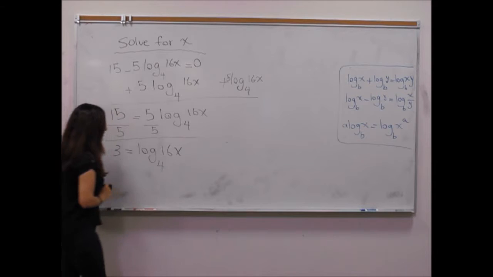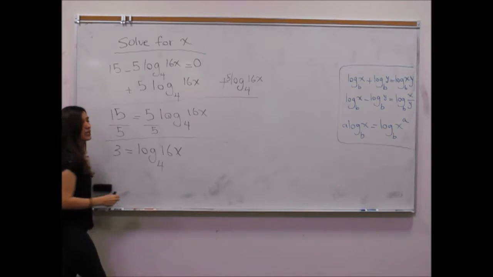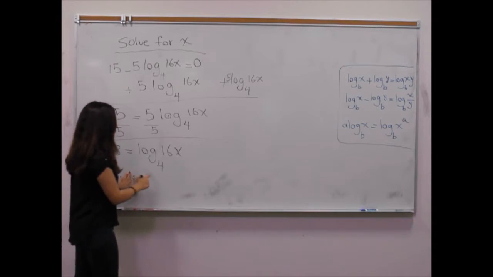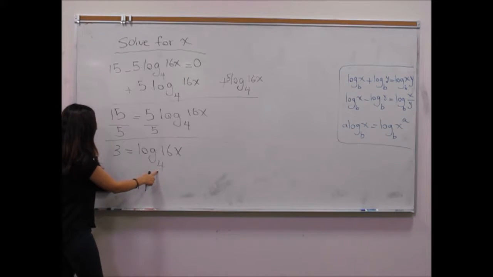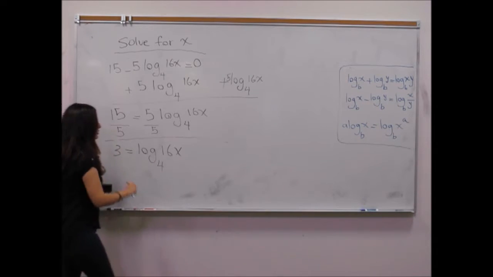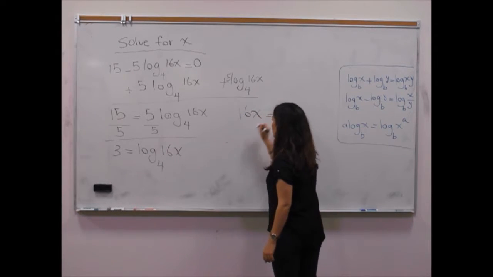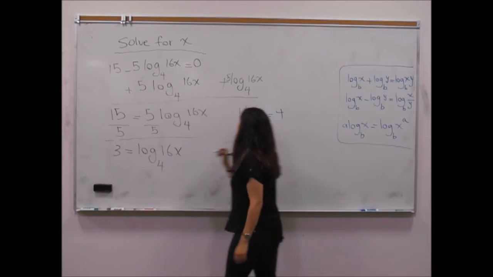And then I have to rewrite this in exponential form, so that means this 16x is equal to this 4, which is the base, to this third power. So I'm going to write that. I have 16x equal to 4, the base, to the third power, 4 cubed.